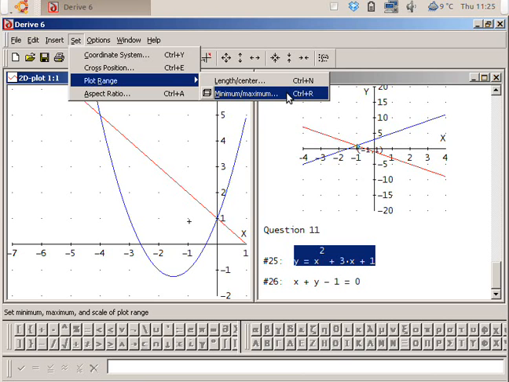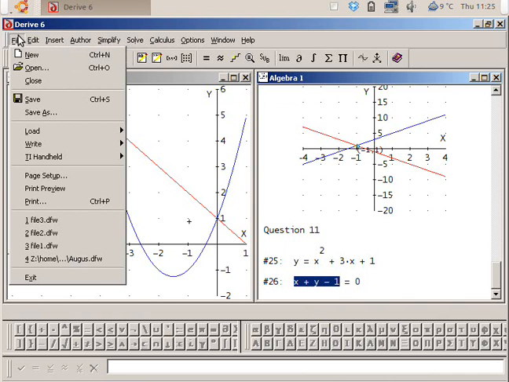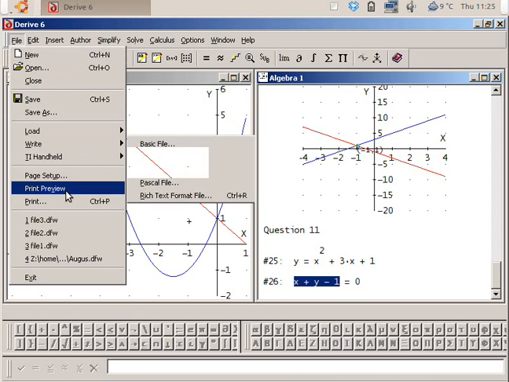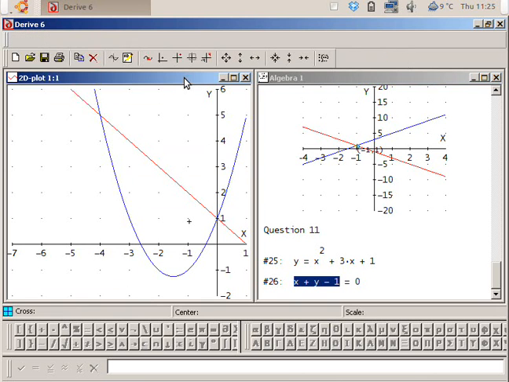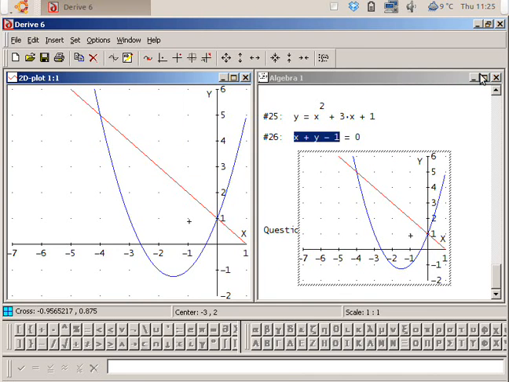Yeah, you got that? Okay. Now I have to include this in my file here. So file, file, embed. Sorry, click the graph, file, embed. Okay.